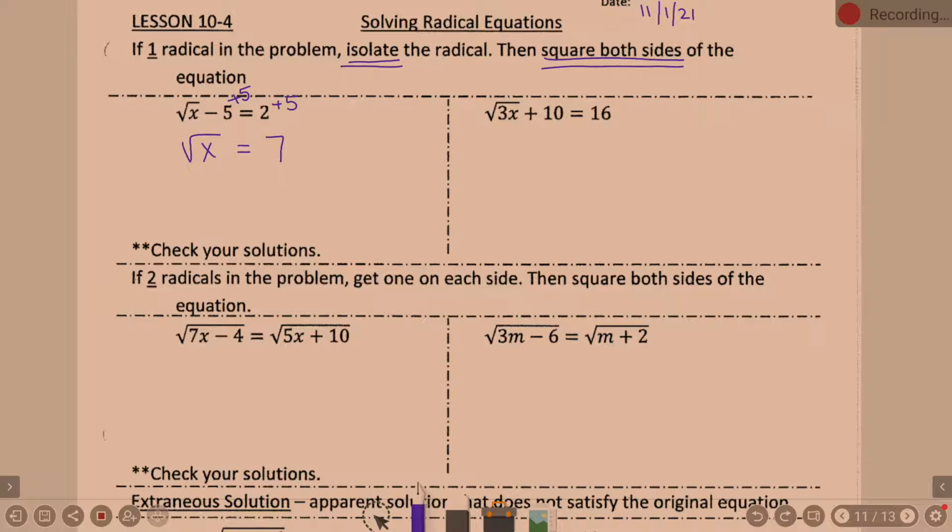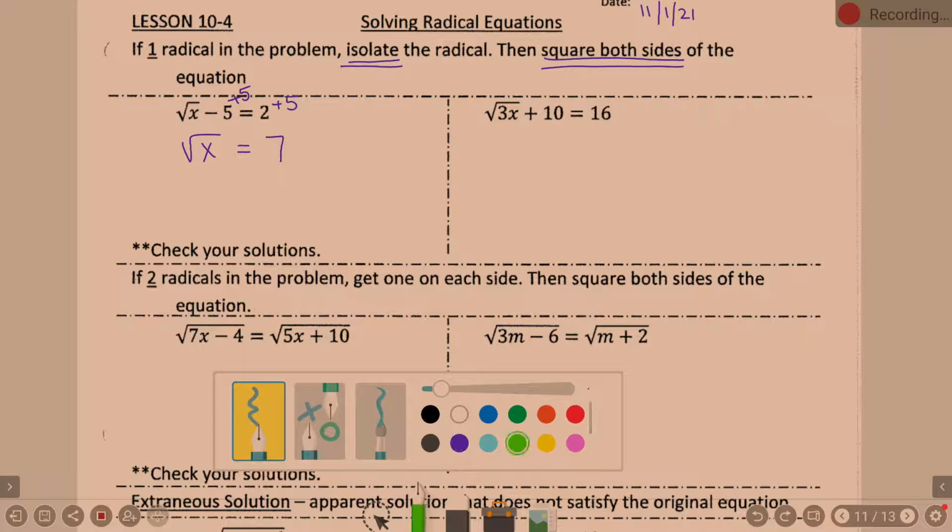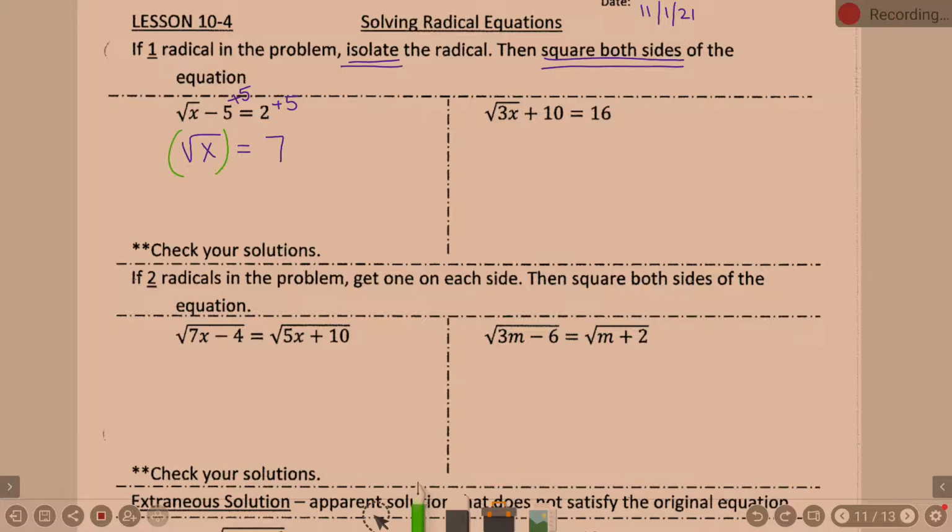So when I say square, I'm talking about raising it to the power of 2. So to get rid of a square root, once it's by itself, you raise it to the power of 2. If you raise the left side to the power of 2, you raise the right side to the power of 2. When we square the square root, we get whatever's under the square root, which is x on that side. And then on the right, 7 squared is 49.